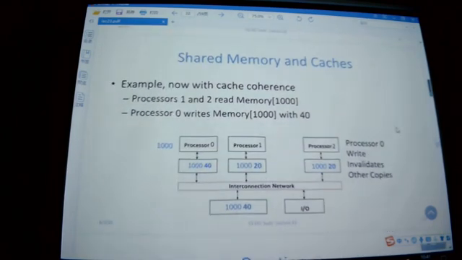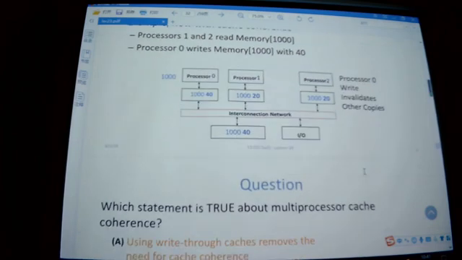Okay, for example, now with cache coherence, processor 1 and processor 2 read memory. This memory is a one-dimensional array. Processor 0 writes memory with 40. So we can see processor 0's write invalidates other copies.